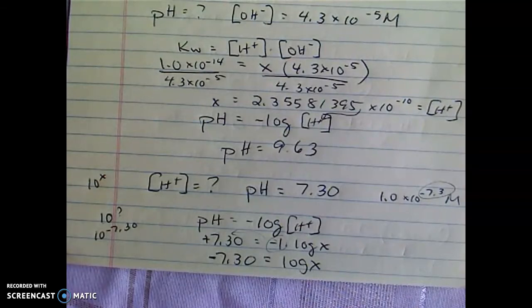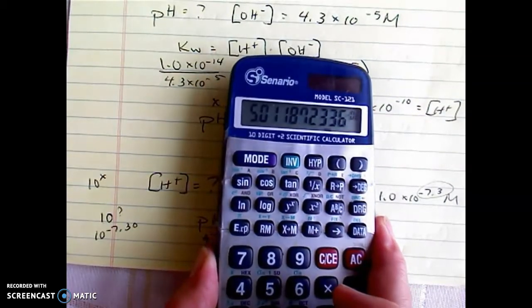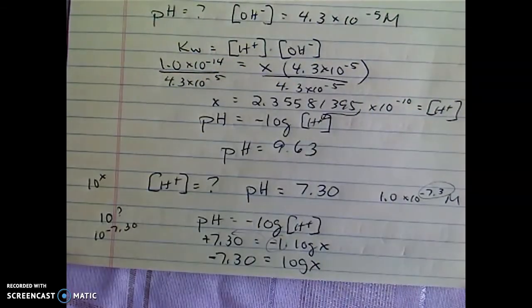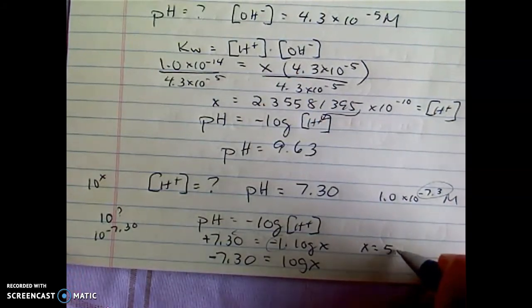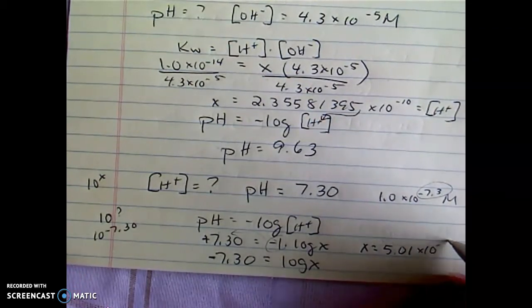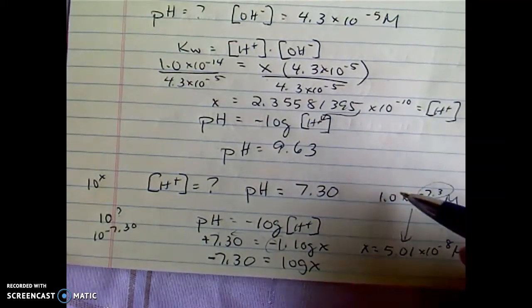Inverse log on my calculator. It doesn't give me enough digits, so I have to put it into scientific notation, and that's what it gives me. Since you probably can't see that very well, it tells me that x is 5.01 times 10 to the negative 8. And don't forget that would be molar. So that's what that would give you.